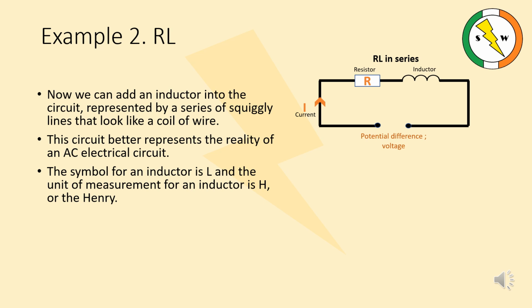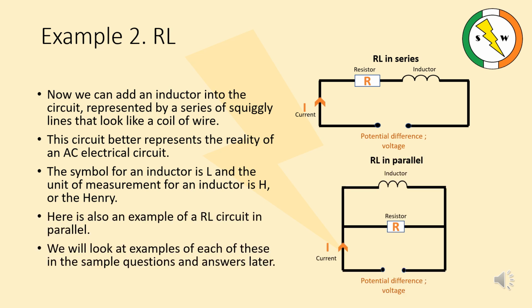Now we can add an inductor into the circuit, represented by a series of squiggly lines that look like a coil of wire. This circuit better represents the reality of an AC electrical circuit. The symbol for an inductor is L and the unit of measurement for an inductor is H, or the Henry. Here is also an example of a RL circuit in parallel. We will look at examples of each of these in the sample questions and answers later.